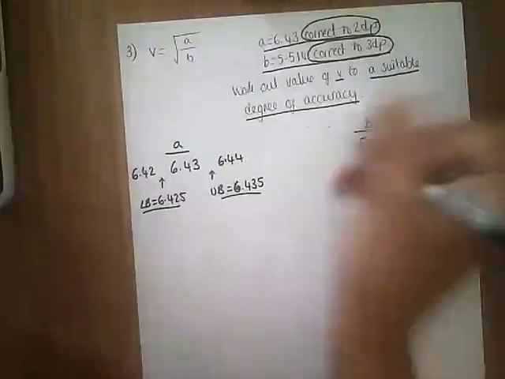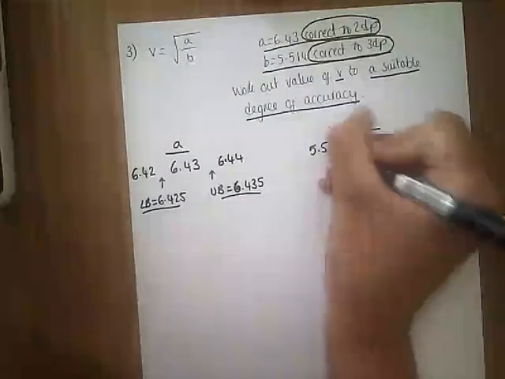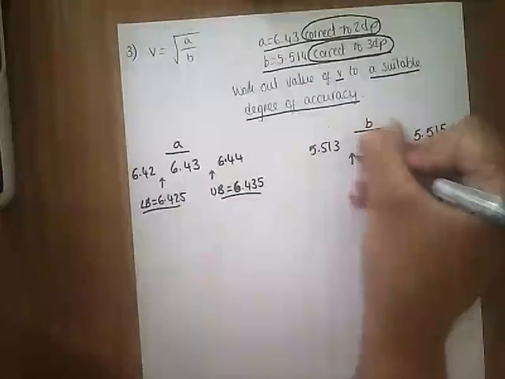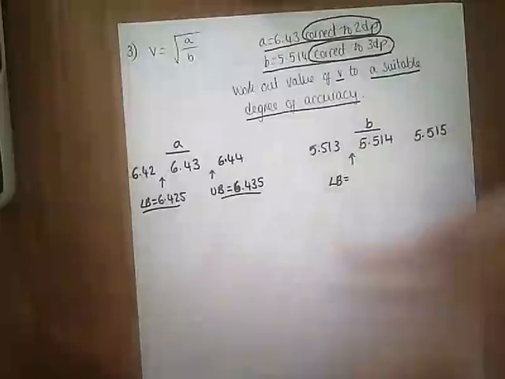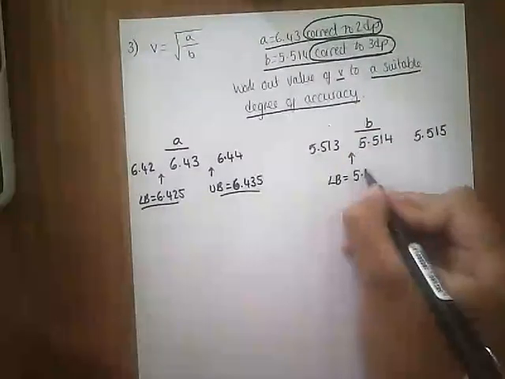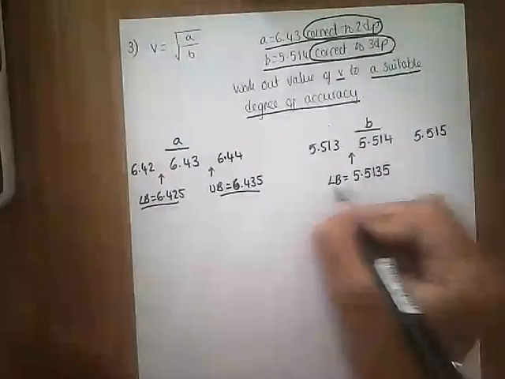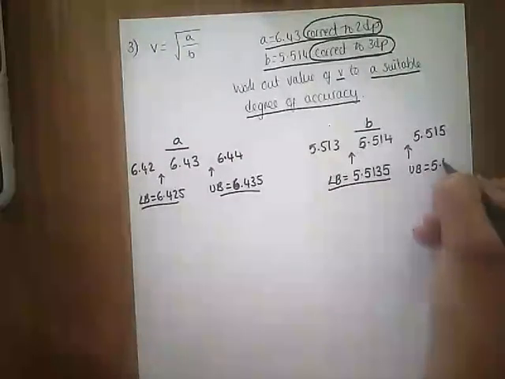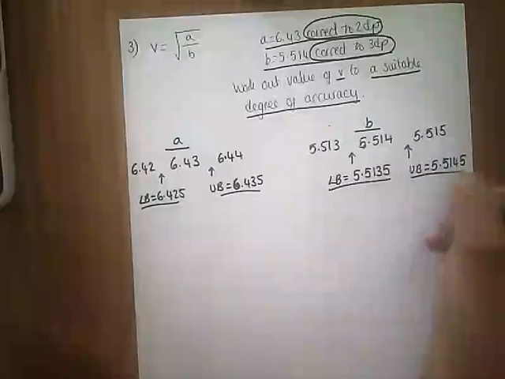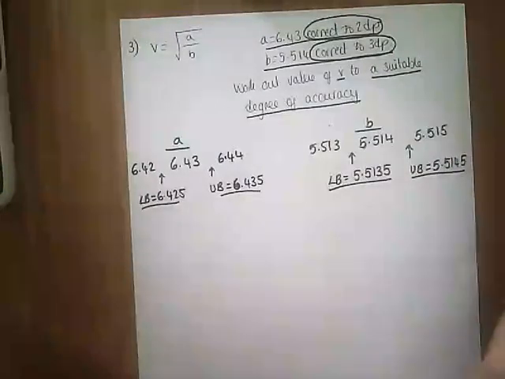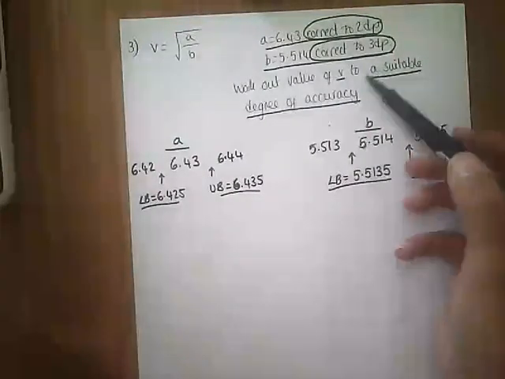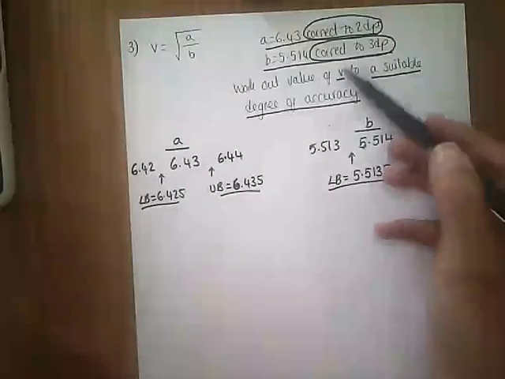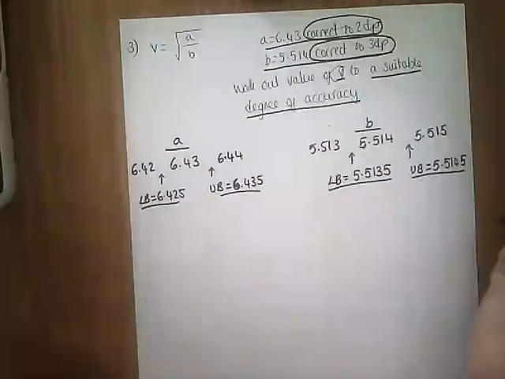1 higher and 1 lower. Okay, halfway between is going to be 5.5135, so now 4 decimal places, and our upper bound is 5.5145. Okay, now it hasn't asked us to do the highest or the lowest of V. It's just asked us to work out V to a suitable degree of accuracy.